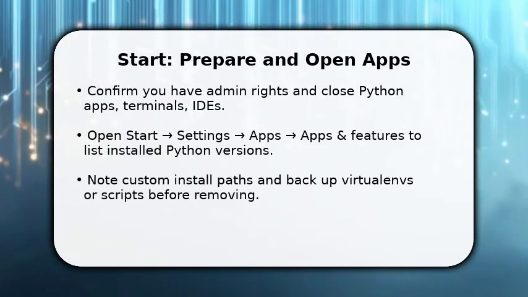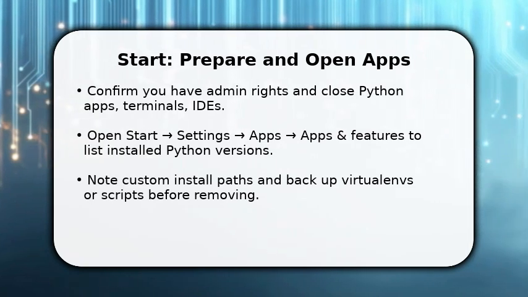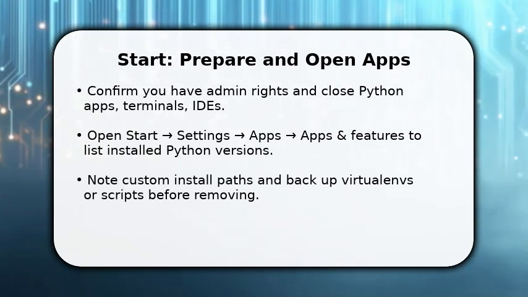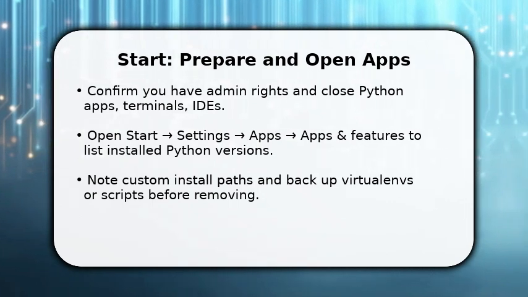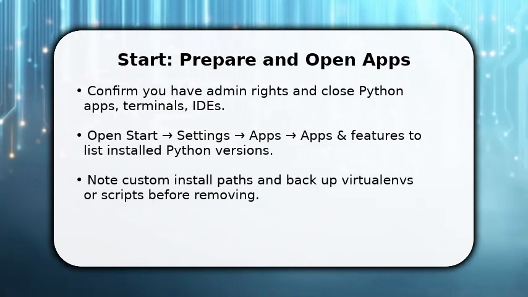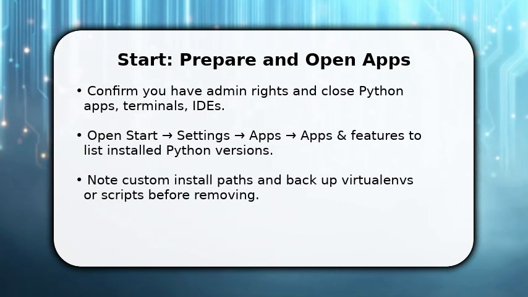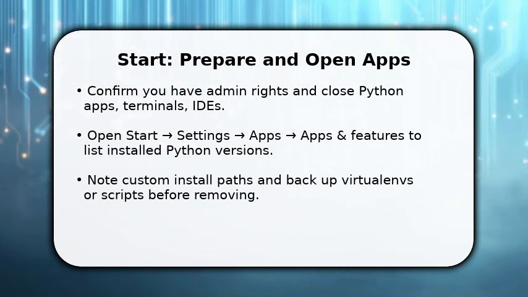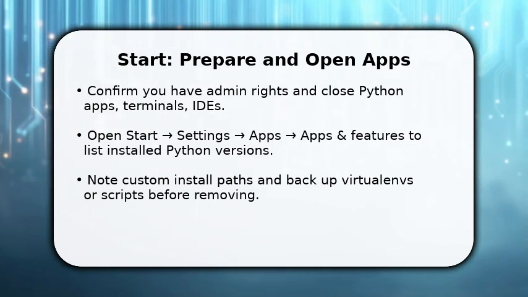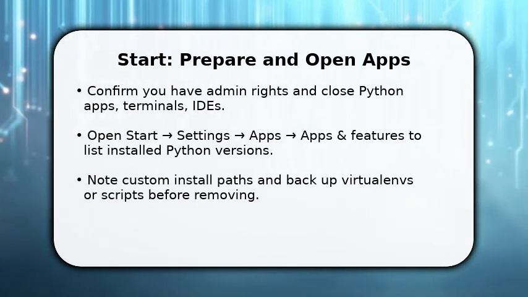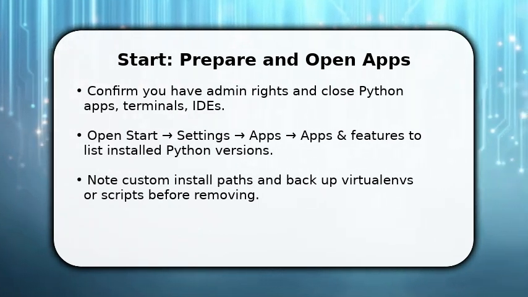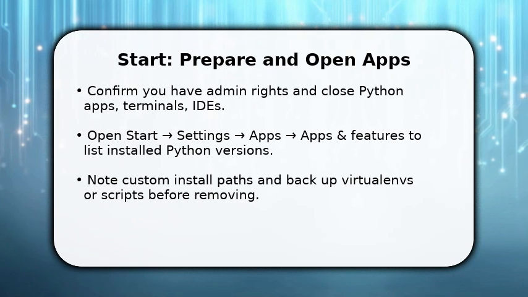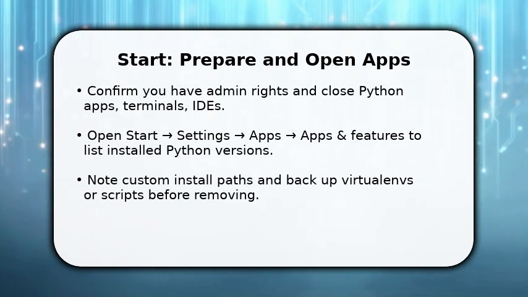You begin with access and purpose. Make sure you have administrator rights and close every terminal, IDE, and Python process so uninstallers can run. Once done, open Start, go to Settings, then Apps > Apps and Features and search for Python to reveal all installed versions. You note each version and any custom install folders because later you will remove files manually. This prevents orphaned files and broken path entries that cause problems.